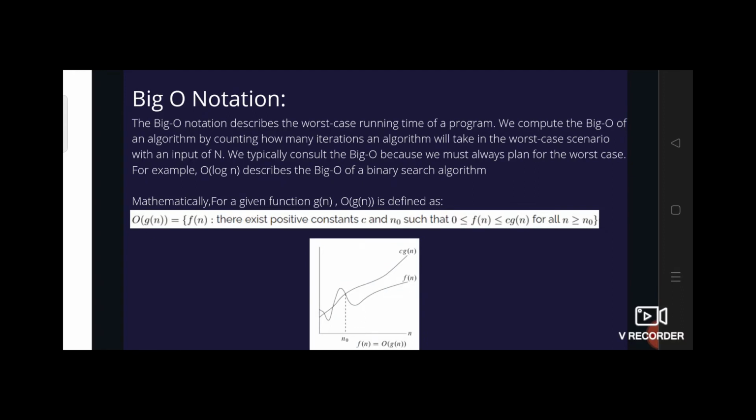Big O describes the worst case running time of a program, as in the upper limit on time. We get big O by counting the number of iterations the algorithm takes in the worst case with an input of n. Big O is the most important tool because we must plan for the worst case. For example, binary search algorithm takes O of log n, meaning that in the worst case it would take order of log n time.